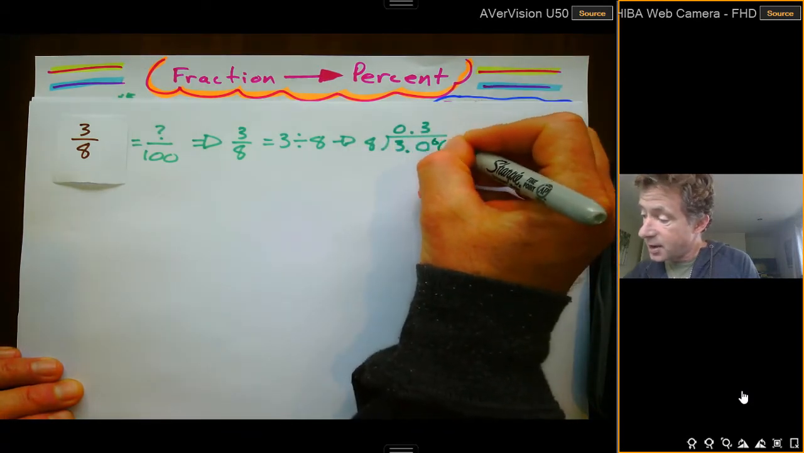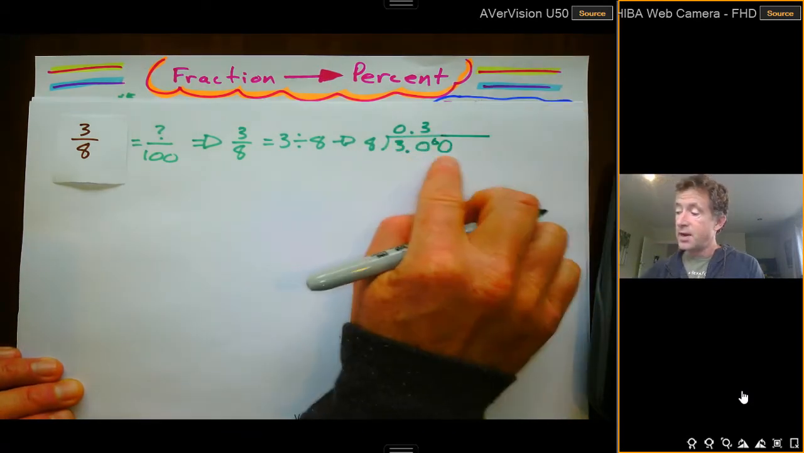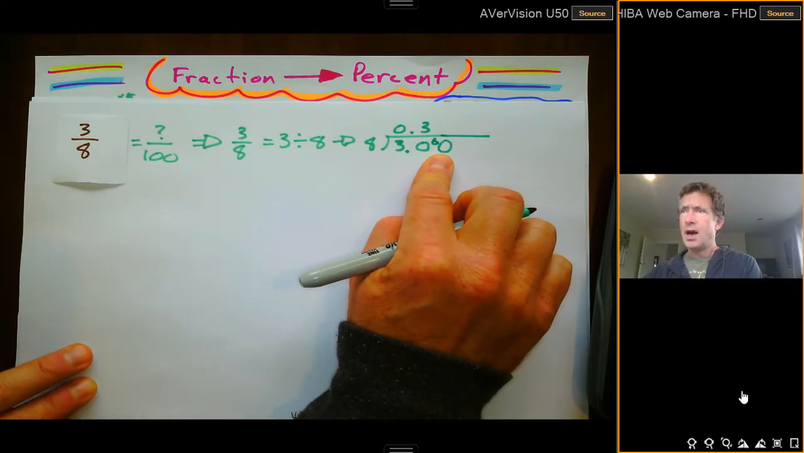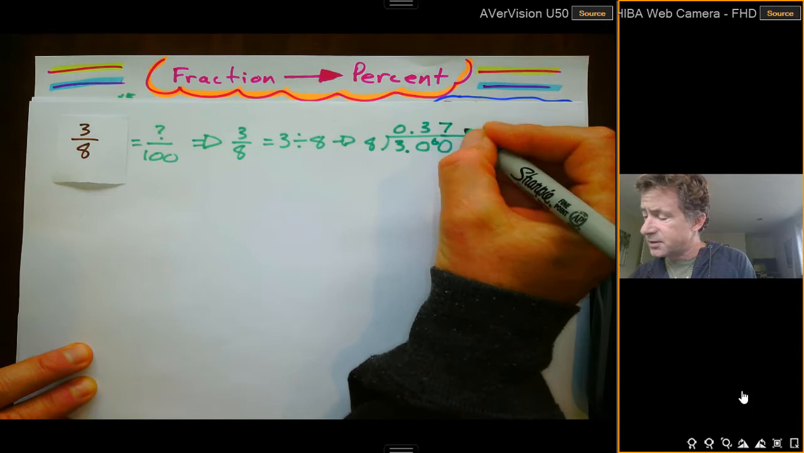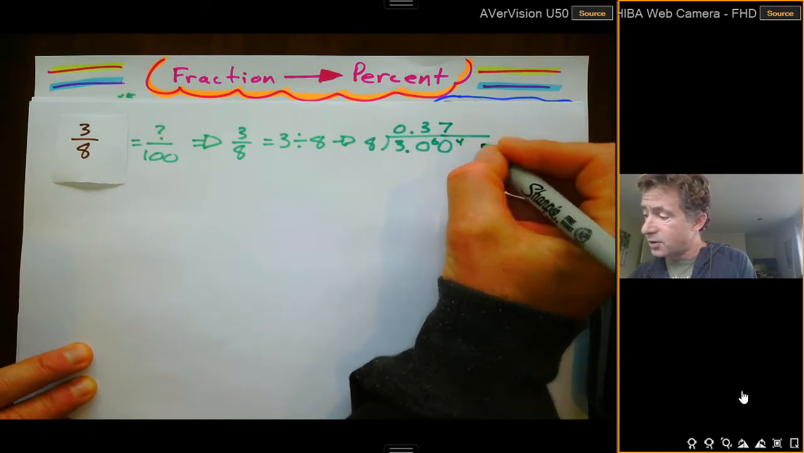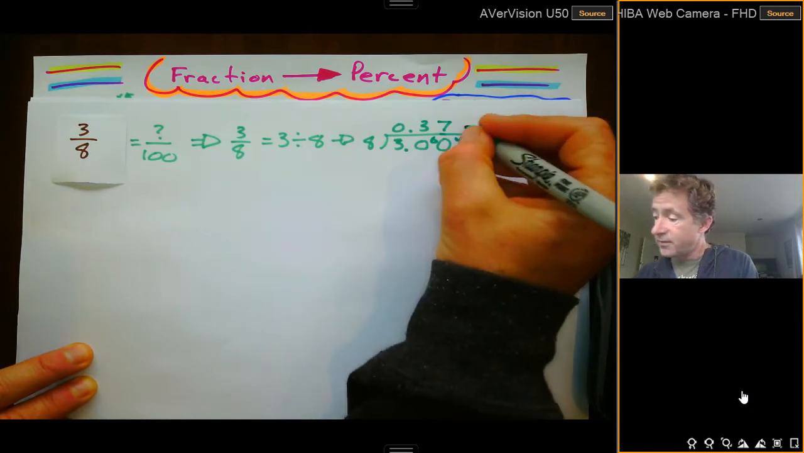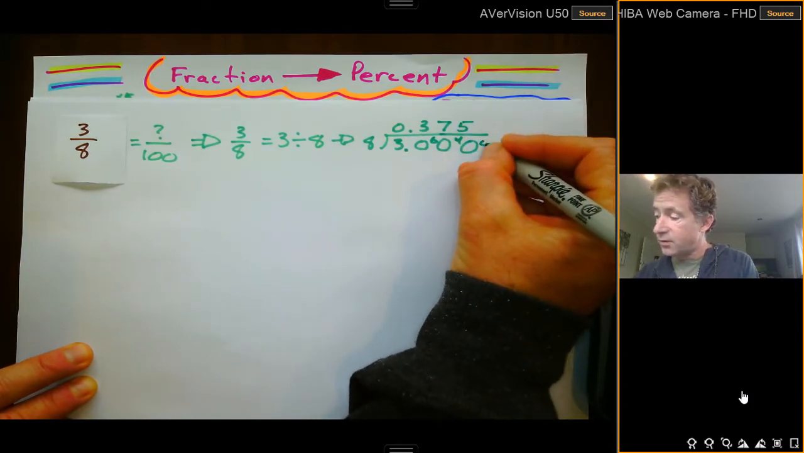I put a 6 there, and I put another 0 placeholder. And then I go 8 goes into 60. 8 goes into 60 7 times, because 8 times 7 is 56, with 4 left over. And I add another 0, and I go 8 goes into 40 5 times, with 0 left over.